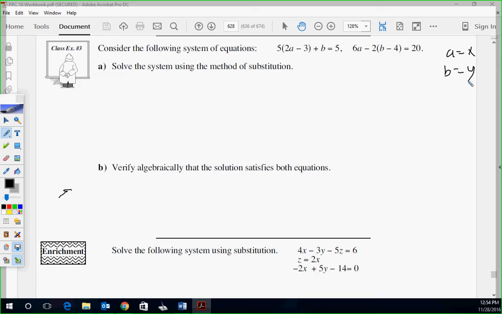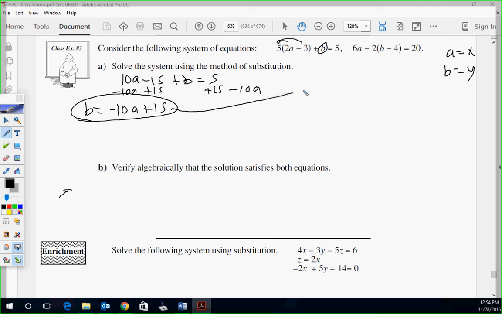So what I'm going to do is go ahead and distribute, but I kind of like this right here. That b is just hanging out by itself. So I'm going to solve for b first. I'm going to distribute. I get 10a minus 15 plus b equals 5. I'm going to move these over. Minus 10a plus 15. So b equals negative 10a plus 15. I always swap these. I like having my variable first. Just a habit.